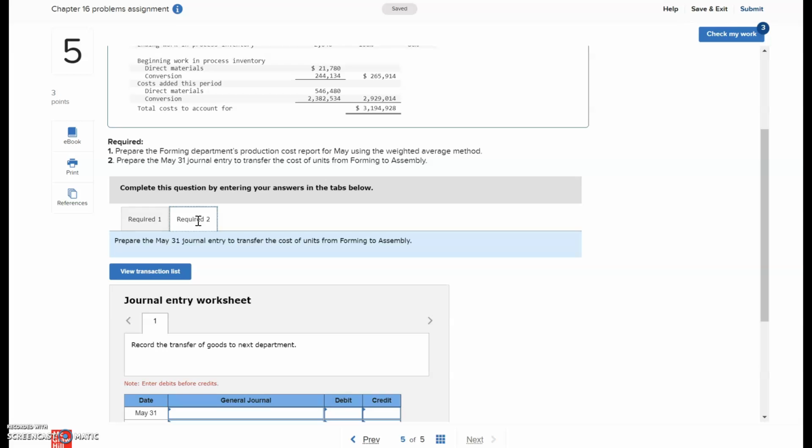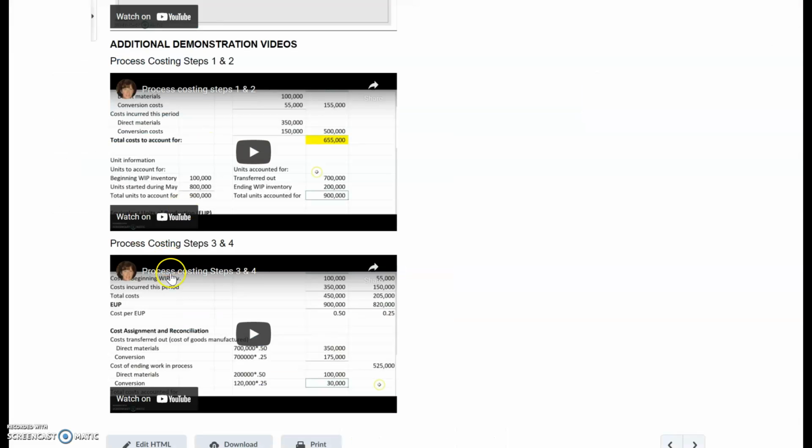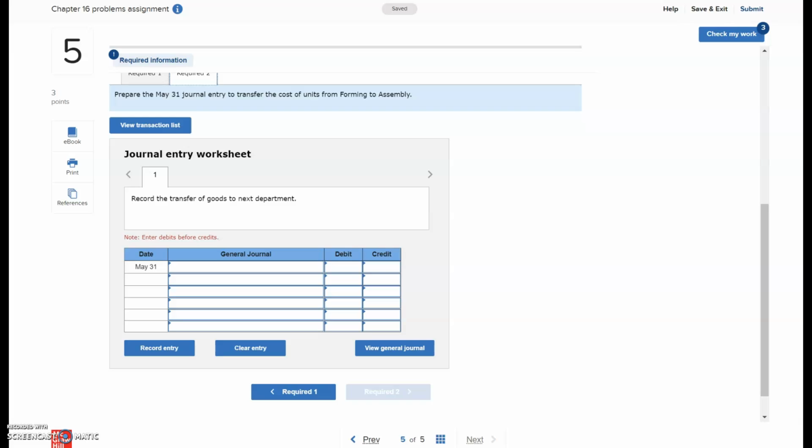But then the extra thing is they want the journal entry, okay? And that journal entry is given to you. If you come back, this process costing steps 3 and 4, you can see that is shown in this video. It's also definitely shown in the chapter as well.